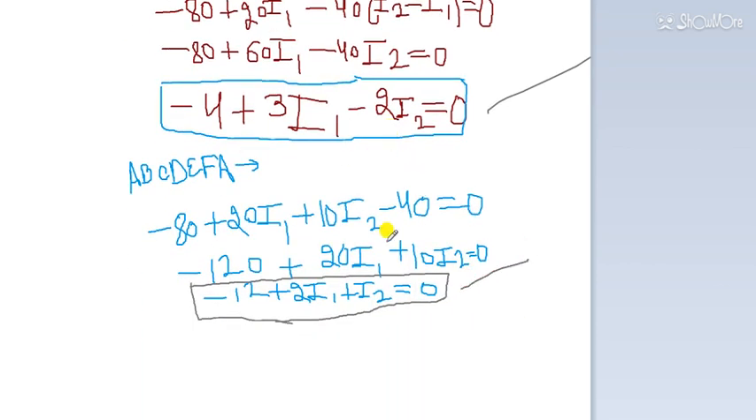So what I can do is multiply this equation with 2 and then add, and then I2 will be cancelled out. I2 gets cancelled out. So 2, 2 is 4, 4, 3 is 7, 12, 2 is 24.